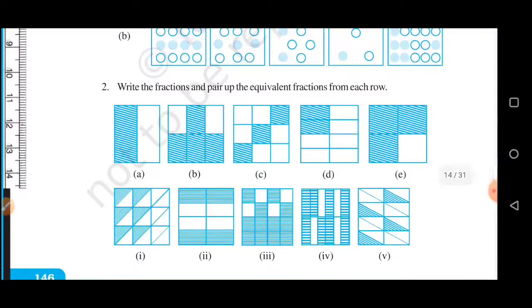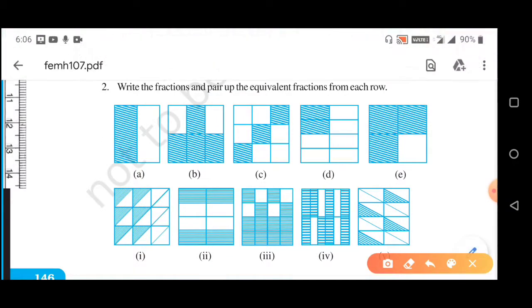Now question number 2: write the fractions and pair up the equivalent fractions from each row. So here the fraction will be half, here will be 4 by 6, it will be 3 by 9, because 3 boxes are shaded out of the 9 boxes. Here 2 by 8, here 3 by 4, because 3 boxes are shaded out of 4 boxes.